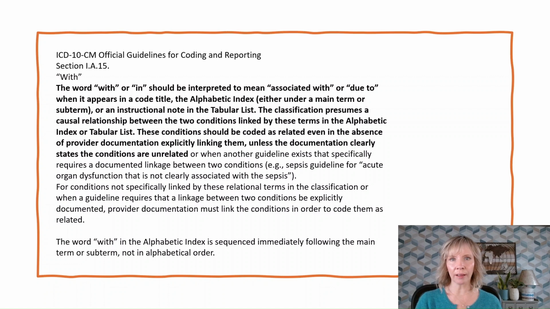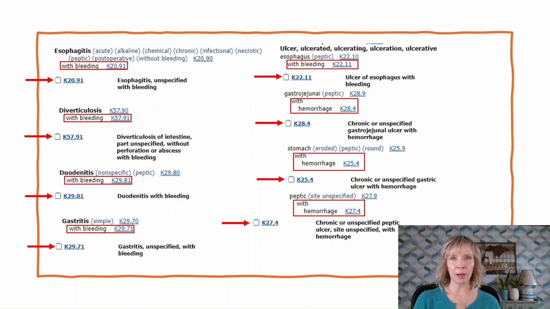However, if the provider clearly states that the two conditions are unrelated, then the presumed causal relationship is broken, and you would not assign the code that links the two conditions, and instead you would code them separately. This means that when a patient is experiencing GI bleeding and has one of those conditions that provide the coder with an option to select with bleeding or with hemorrhage in the alphabetic index, it is appropriate to report the combination code for these conditions with bleeding unless the provider documents a different cause of the GI bleeding or explicitly states that the conditions are unrelated.